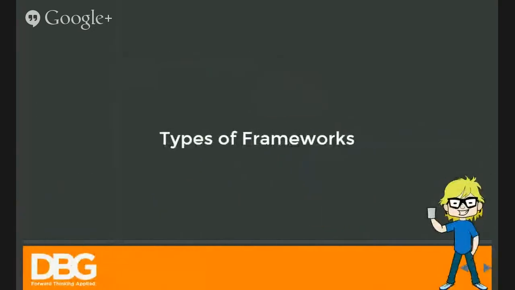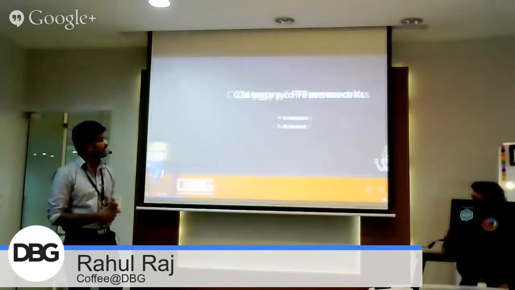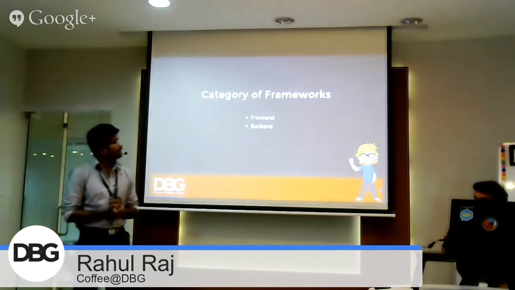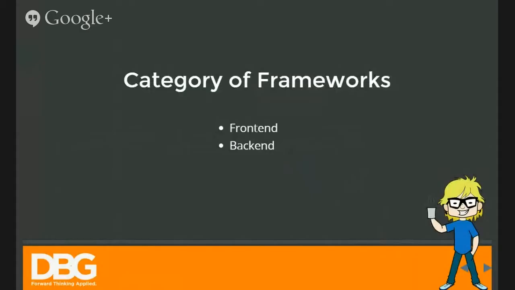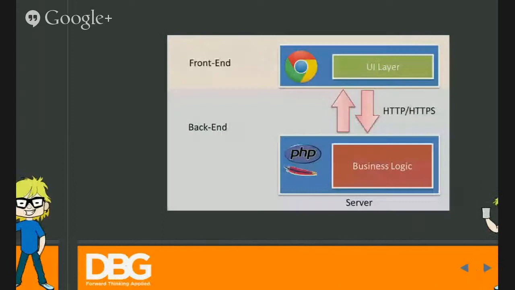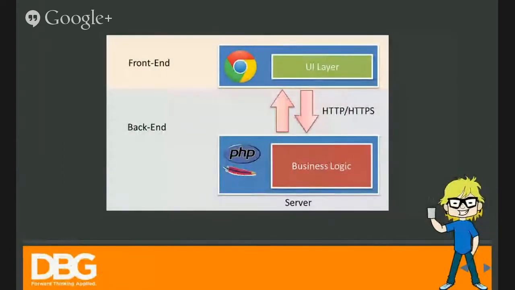So, types of frameworks. In fact, these are the categories of frameworks. Frameworks can be categorized mainly into front-end frameworks and back-end frameworks. Then what is a front-end framework and what is a back-end framework? A front-end framework mainly deals with the front end, that means the UI, the user interface, and the back end comes under development. That means it comes in the development phase. So a front-end framework comes in the UI layer.